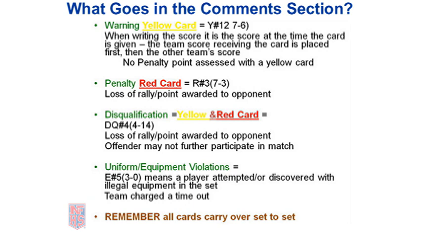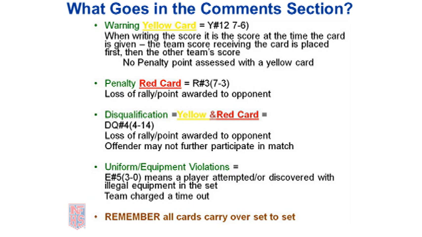For a penalty or red card, the same information is written as with the yellow card using an R for red card, with the score at the time the card is given recorded, then a point awarded to the opponent. A disqualification is a card, red and yellow, held in each hand on the side of the offending player. Use DQ for disqualified when writing the comment. A penalty point is also awarded to the opponent. The offender may not participate further in the match.